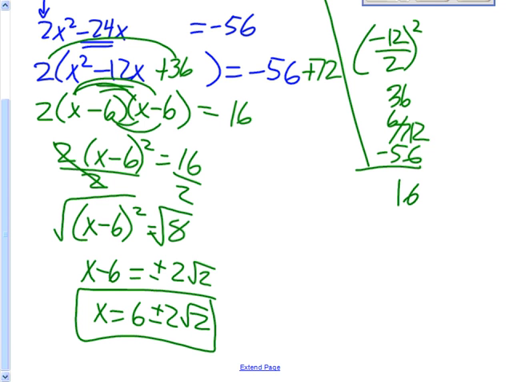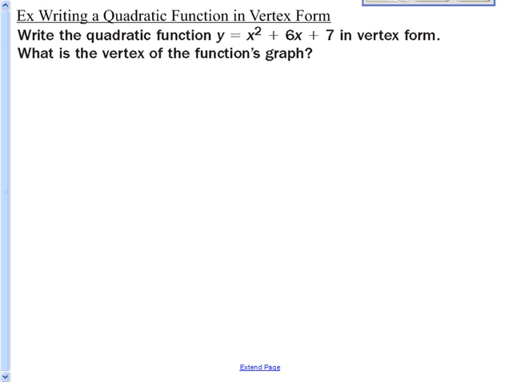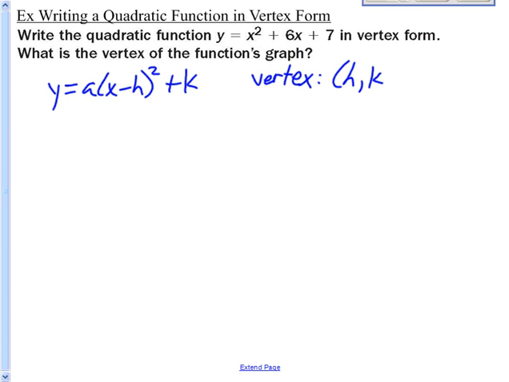Now the last part of this section we're going to talk about is we want to put a function in vertex form. So if you remember, vertex form is a times x minus h quantity squared plus k, where your vertex is that h, k. Okay, so we're going to use this completing the square sort of a method here to put this in vertex form. Okay, you notice that this has a perfect square. x minus h quantity squared.